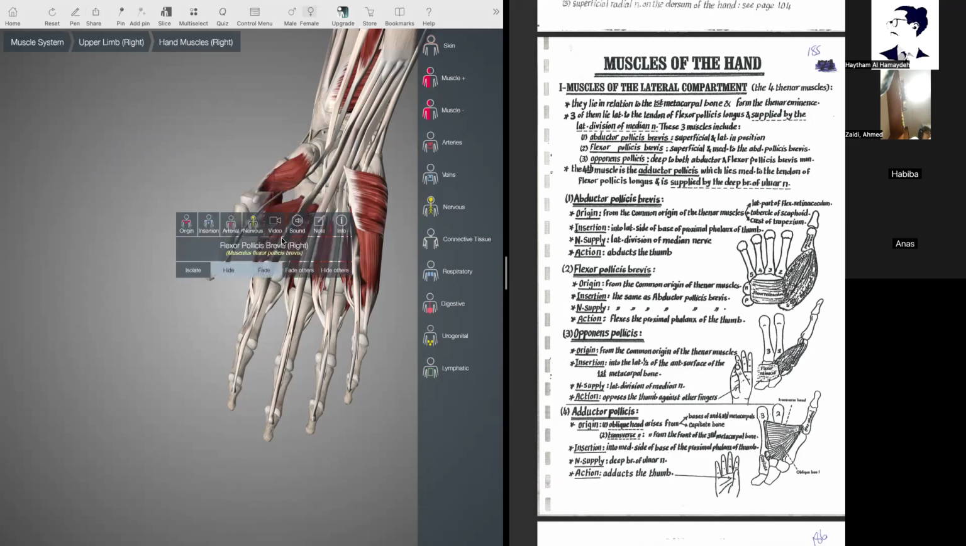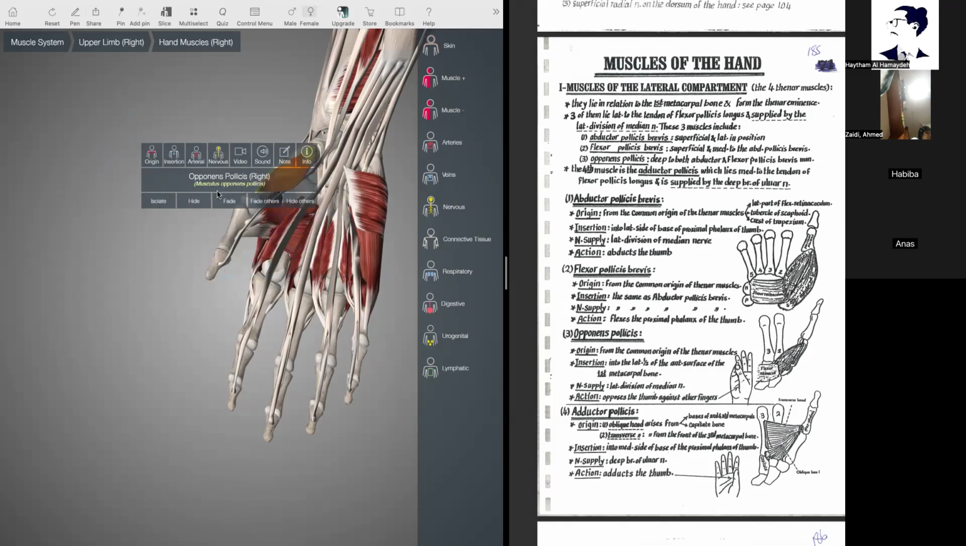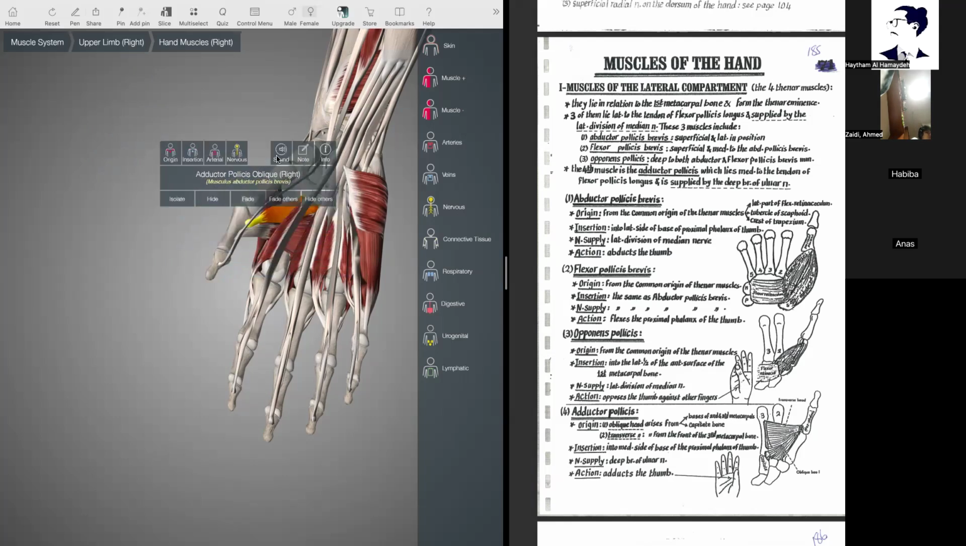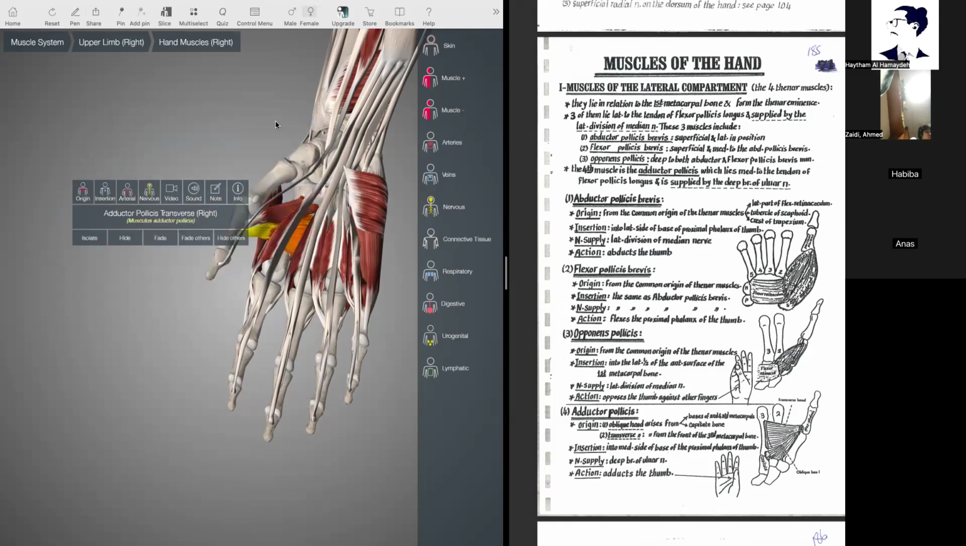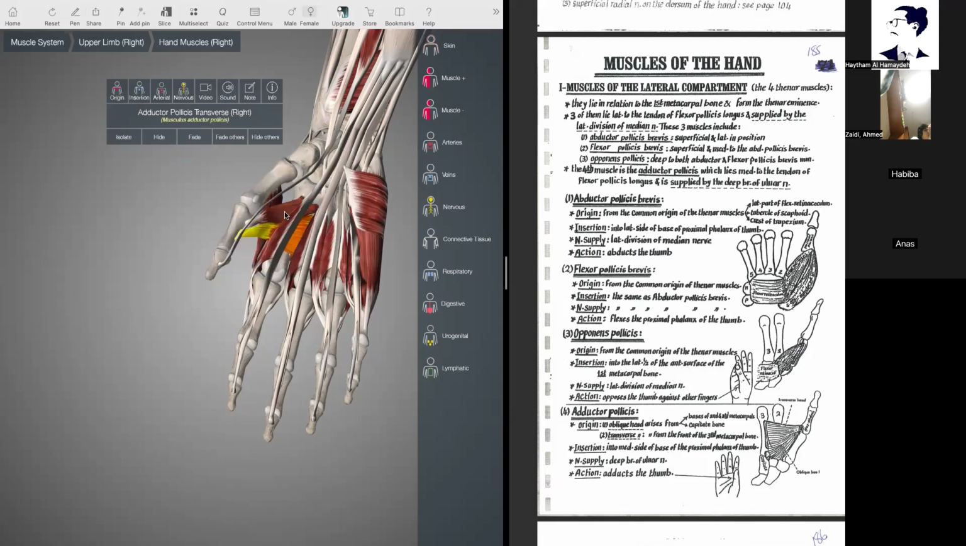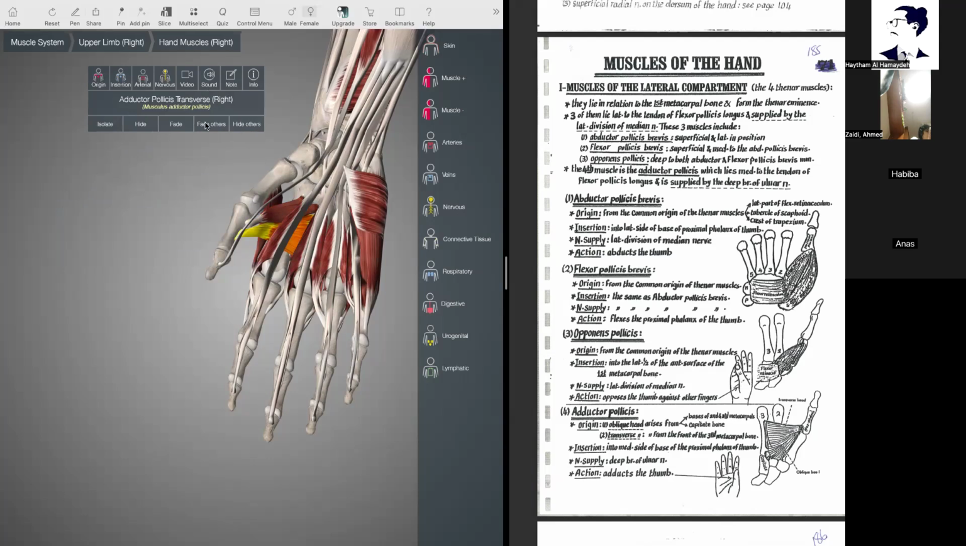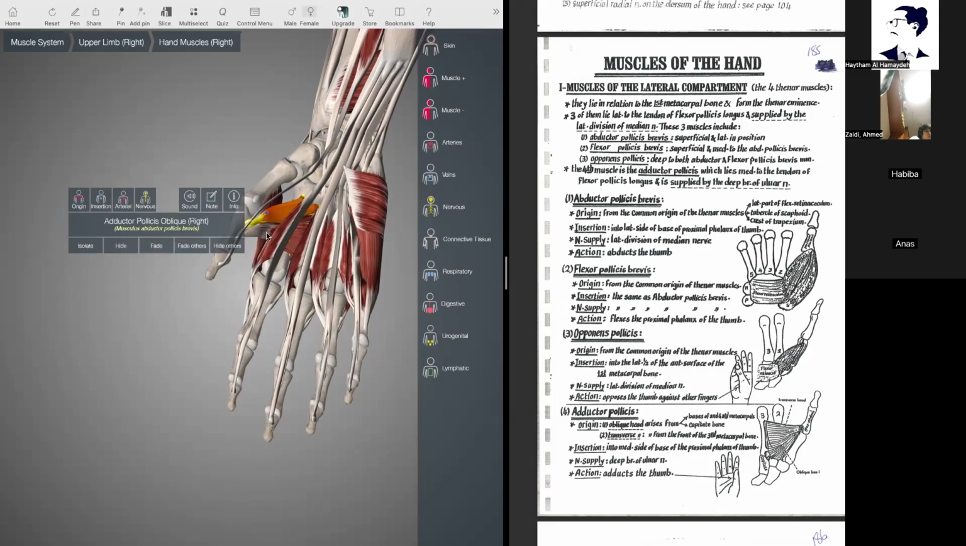And finally, we have adductor pollicis, either transverse or oblique. It's the same muscle. Just say adductor pollicis. And I'm going to show you these four separately. But just to note that the last one is innervated by the ulnar nerve. The first three are innervated by the median nerve. These are the four thenar muscles found in the lateral compartment of the hand.